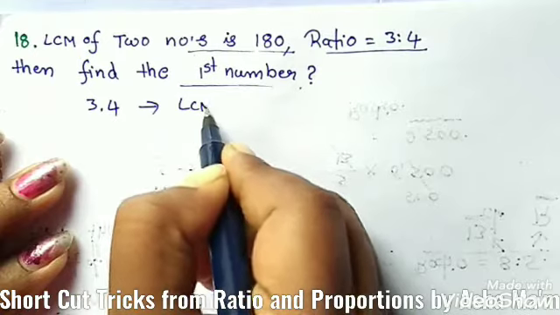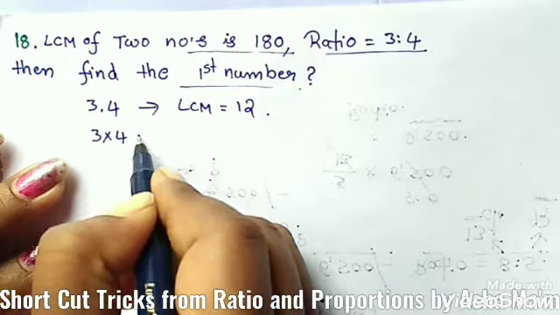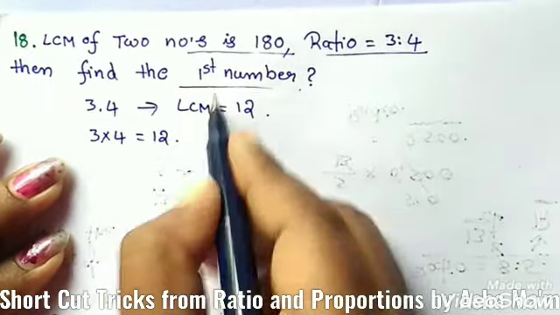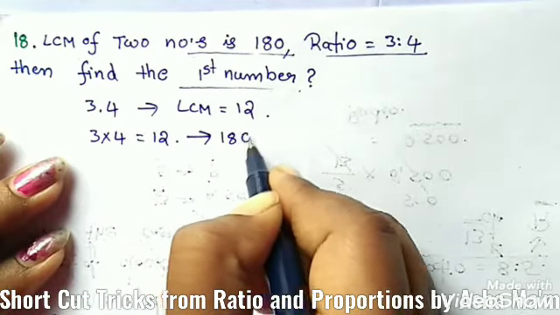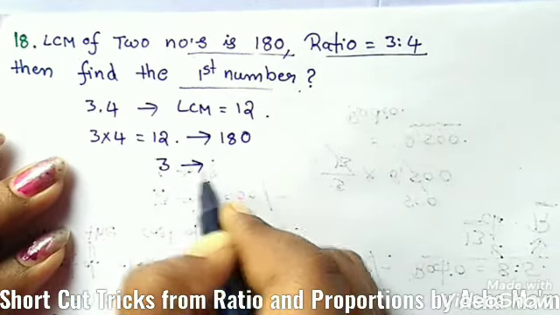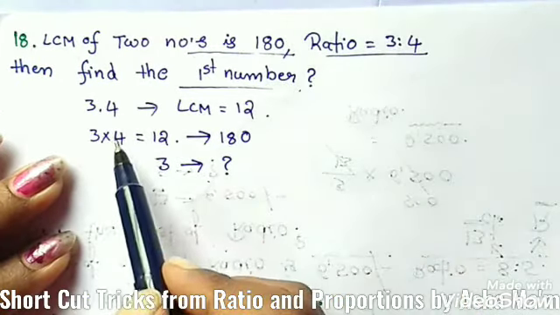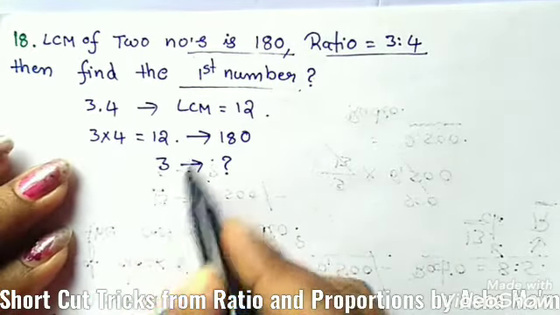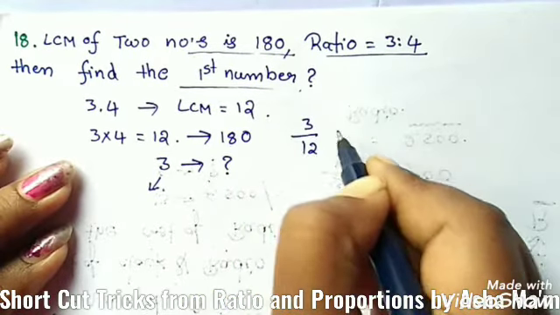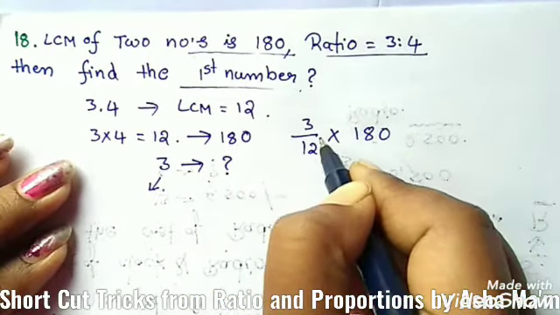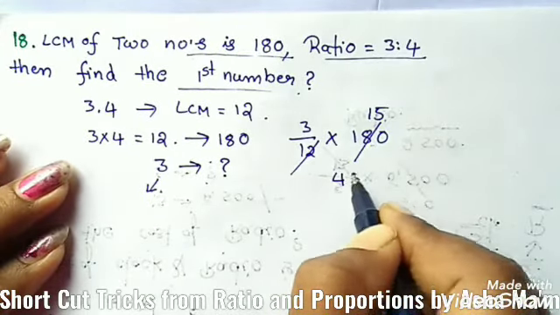Now LCM, how much they have given? 12. So simply 3 into 4 is equal to 12. So this 12, you can make equal to 180. Now for these 3, how much? Why? Because here any two numbers they have asked, then this is the first number. Now 3 by 12 into 180. So this 12 will be cancelled in this 180, 15 times. 3 into 15, that is 45.